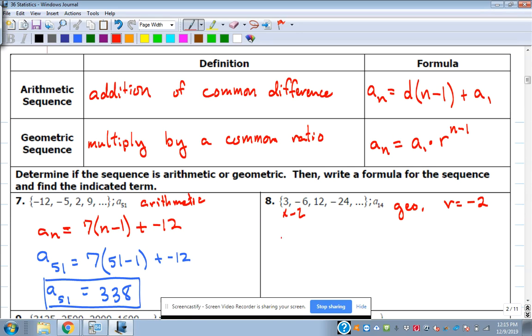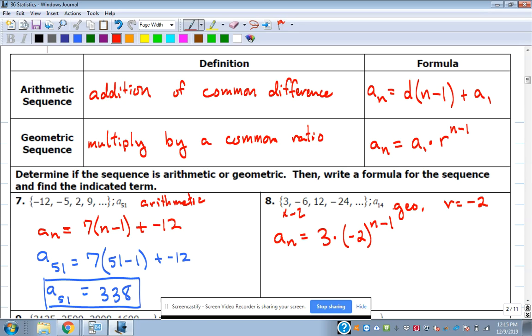So we're going to write the formula. A sub n equals, the formula says the first term in the sequence. What's the first term in this sequence? 3. So there's the 3 times the common ratio, negative 2. And I'm putting it in parentheses because I'm going to use a calculator to do this in just a second. So I need it in parentheses so it doesn't mess up the negative sign, to the n minus 1 power. That is the formula for this sequence.